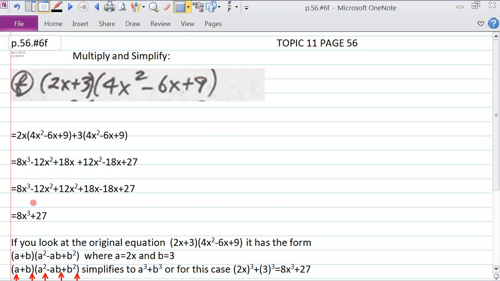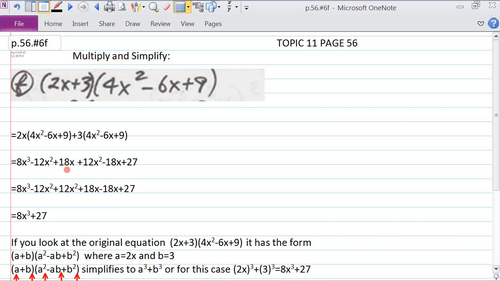So now what we're going to do is group the terms in descending powers of x. We start with the highest power of x, which is 8x cubed, and the minus 12x squared. We're going to move the plus 12x squared right over here, so we get the squared terms. We started with the highest power. There's only one term here, 8x cubed with power 3. There are two terms with the squared power, minus 12x squared and plus 12x squared, here and here.